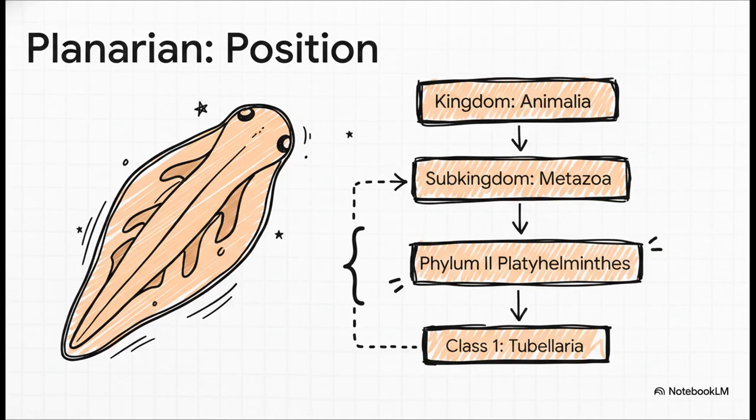Again, kingdom Animalia, subkingdom Metazoa. But notice the big change. Phylum is now Platyhelminthes. The class is Turbellaria, and the order is Tricladida. So yes, we are on a completely different branch of the animal family tree now.